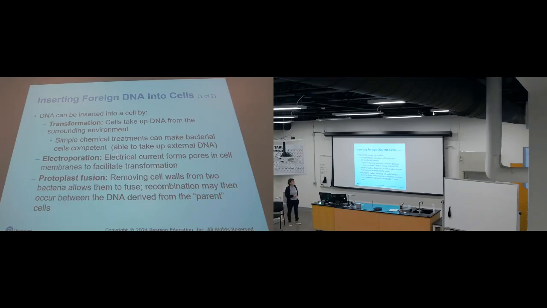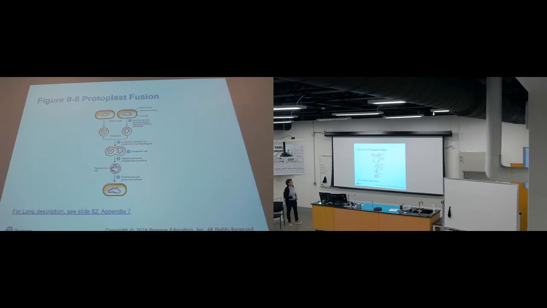Another way to make these cells competent is not by using chemicals, but by creating pores in the membranes with electrical current. This is called electroporation. And you can also remove the cell walls from bacteria, and that makes them more easily handled because you have only the plasma membrane, and that will create a protoplast. A protoplast will be kind of a circular cell, and then you will be able to fuse this cell with other cells. So in this case, we have protoplast fusion.